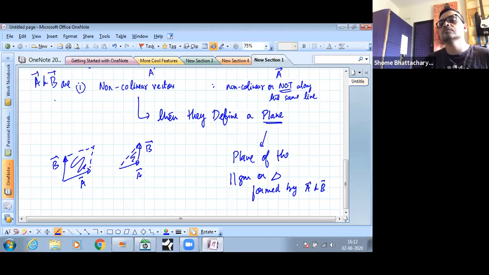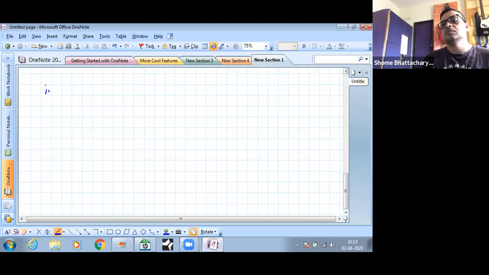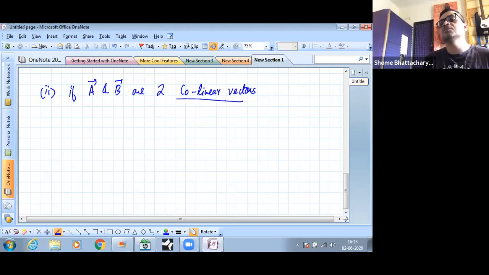For them, head to tail triangle. Whereas if A and B are two collinear vectors. Okay, so collinear का मतलब क्या हो गया? Means they lie along a common line.